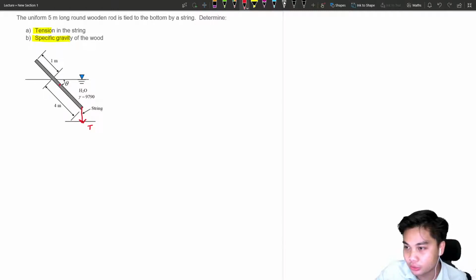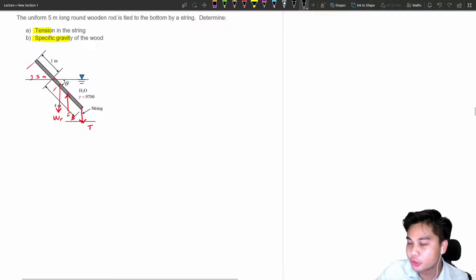This is 5 meters total, 4 plus 1, 5. Definitely here to here is 2.5 meters. So we have the weight of the rod, as well as the buoyancy force, because only this portion from here to here is submerged in the water. Definitely the buoyancy force will act at the centroid of the submerged body. This is FB.